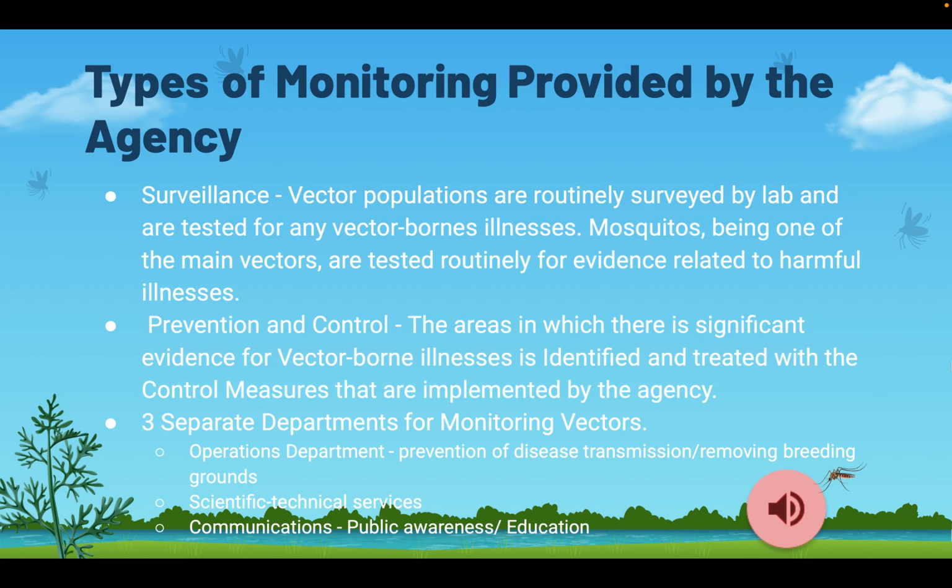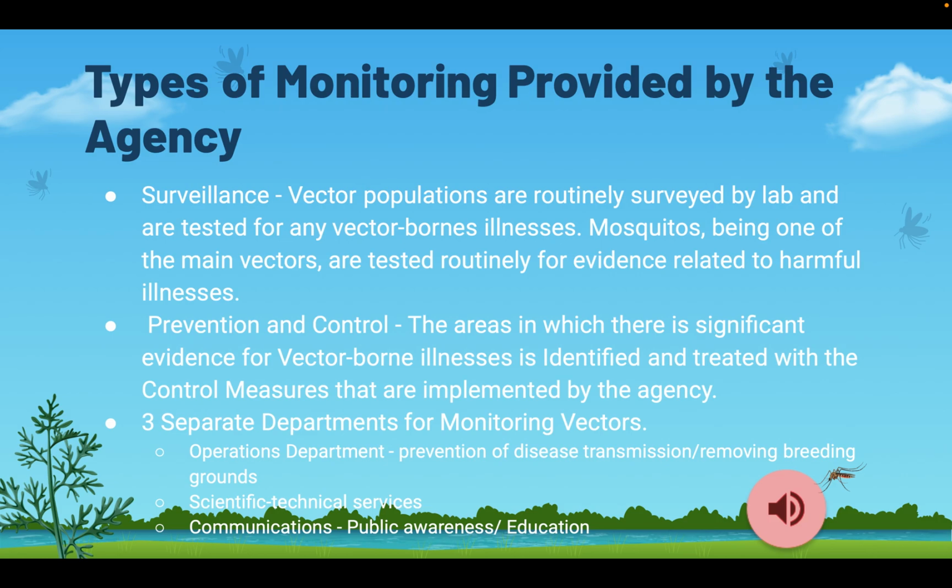So the types of monitoring provided by the agency fall under the category of surveillance. So much of the vector populations are routinely surveyed by lab and are tested for any vector-borne illnesses. Mosquitoes are the main vectors that this organization or agency tends to test for any vector-borne illnesses.